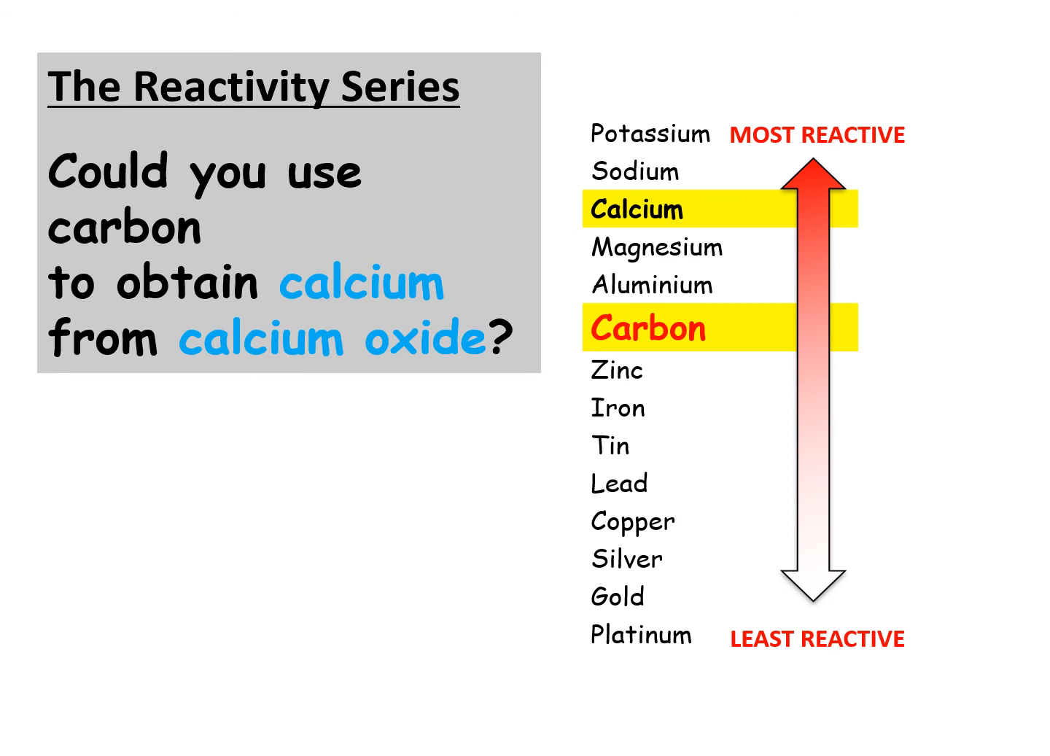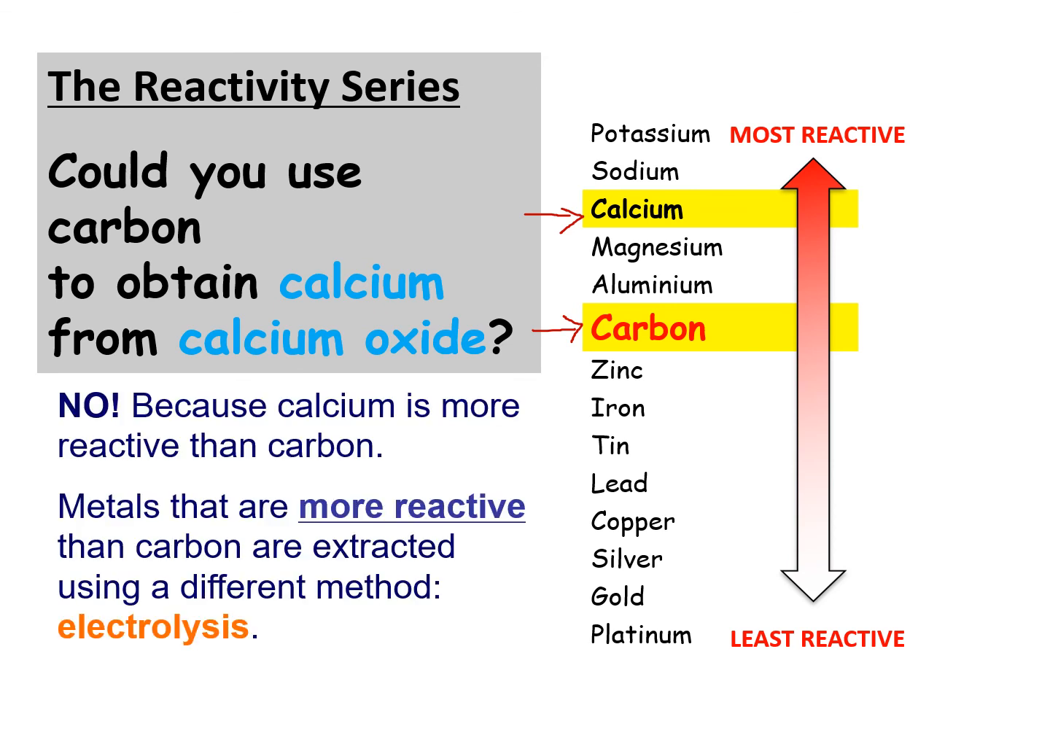So I've shown you where carbon is. I've shown you where calcium is. Remember, for this sort of reaction to work, for it to be a displacement reaction, my carbon would need to be more reactive than my metal that's in the compound. Calcium metal is actually more reactive than carbon, so this isn't going to work. So it won't work because calcium is more reactive than carbon.